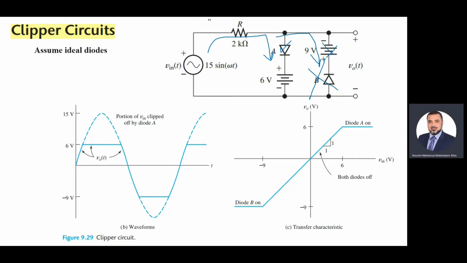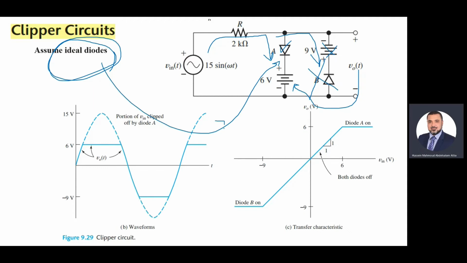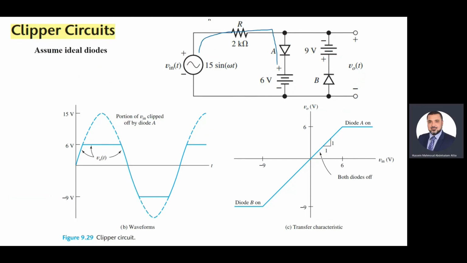So diode A is on. Diode A will be replaced by 0.6 or 0 volt. So V out will be either 6 volt or 6.6. Here, assuming an ideal diode, V out will be 6 volt. So again, when the input is positive, the current goes this way. Diode A is on and this one is off. So diode A is replaced by a short circuit. This means V out equals 6 volt, which is the output here.